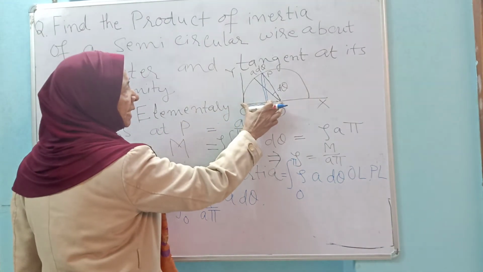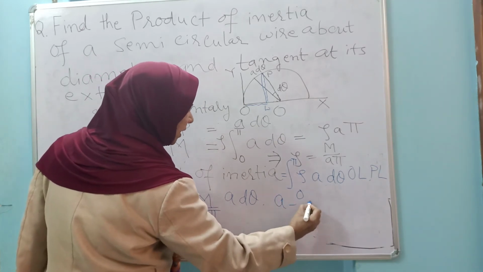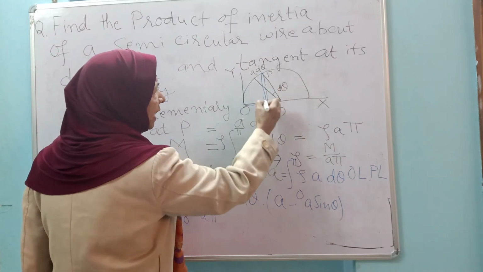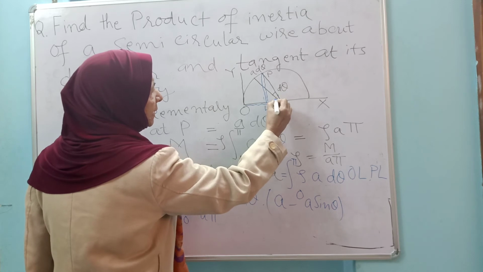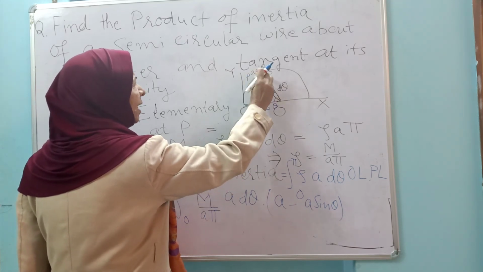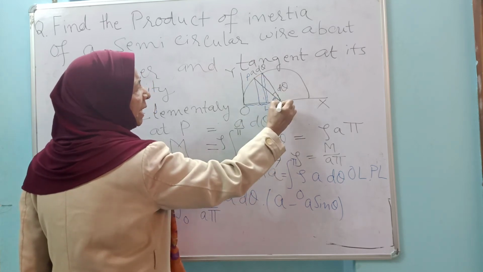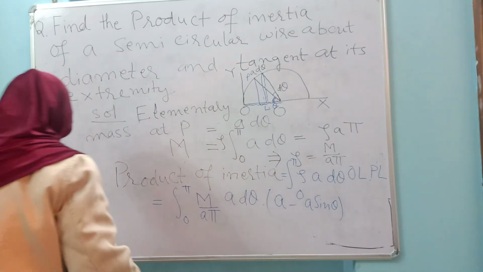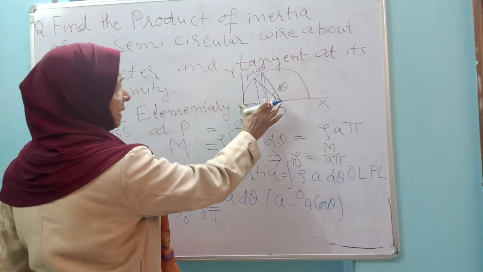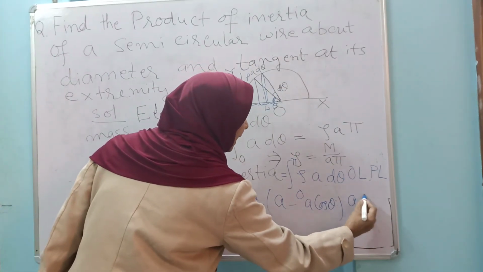OL is, this whole is a, and this is a sin theta. So it will be a minus a sin theta, isn't it? This whole is the radius, and from this triangle you can calculate, this is theta. P will be somewhere here, very close to each other. Considering this triangle, this length will be the base, so it will not be sin theta, it will be cos theta. So it will be a cos theta. Now this is a sin theta, so multiplied by a sin theta.